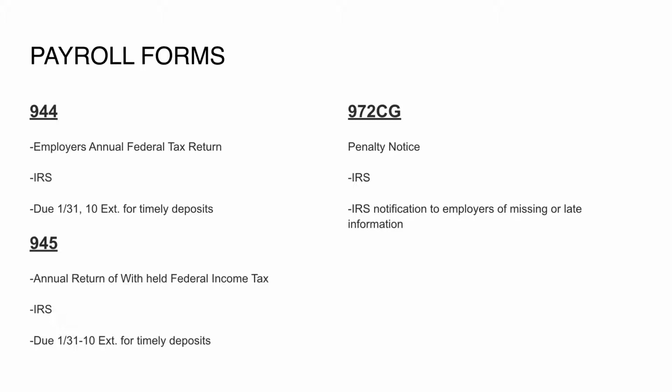Form 945. Annual return of withholding federal income tax, reported to the IRS, due on January 31 and 10-day extension for the timely deposits. Form 972CG, that is the penalty notice from the IRS. IRS notification to employers of the missing or late information.